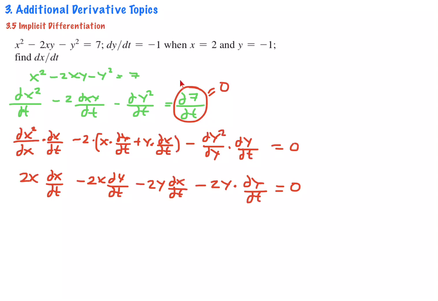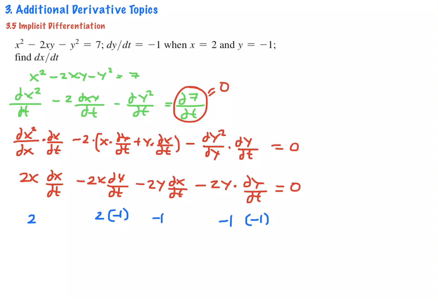Okay, now we are given the information that x equals 2, y equals negative 1, and dy over dt equals negative 1. So we'll just put everything into this. I'll begin: x is 2, dx over dt is what we want to know, y is negative 1, and dy over dt is negative 1 also.